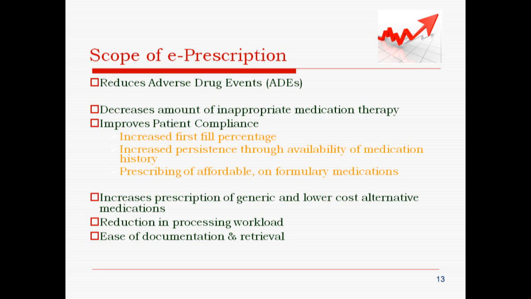Next is increased prescription of generic and low cost alternative medications. These days, on the normal prescription, the prescriber writes only the brand name of the product, not the generic product. So there are fewer chances of the patient selecting the generic product. If both names are displayed on the electronic prescription, the patient has a choice of selecting the generic or the lower cost alternative medication. So that will also ultimately lead to better patient compliance.